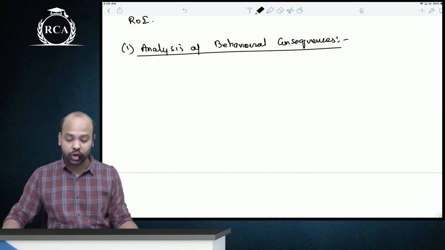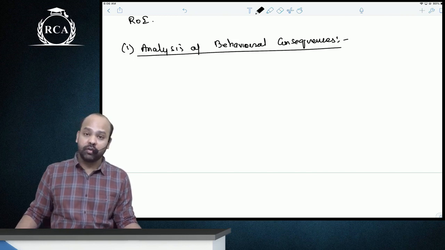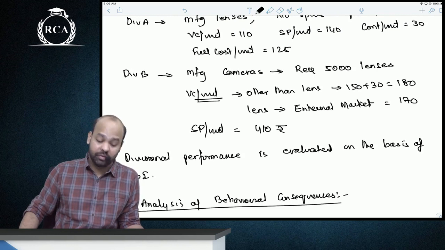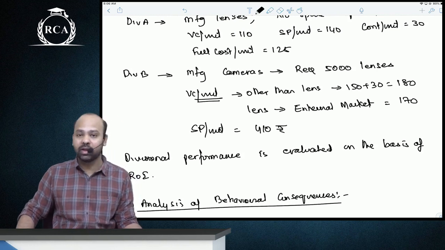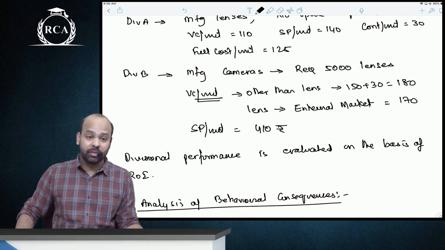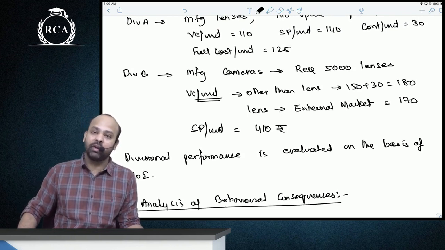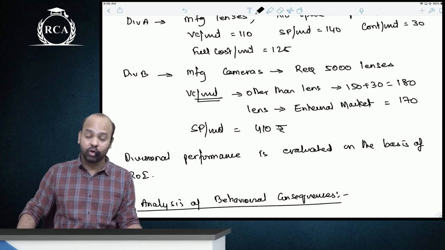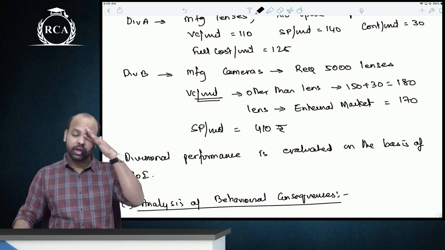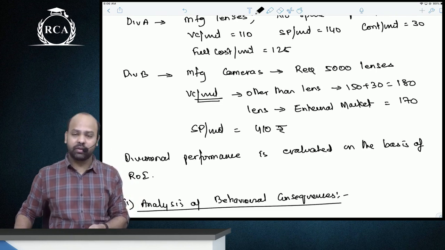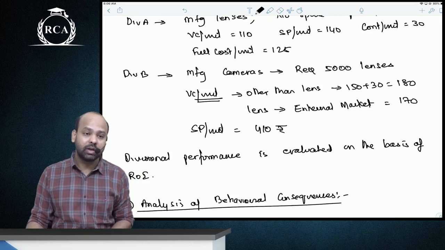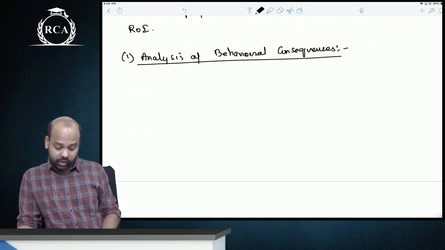Division B will be very happy. If he's procuring from the external market, his overall variable cost would be 350, full cost is 400 rupees, making a profit of only 10 rupees, contribution of 60 rupees. But if he's able to get internal procurement at 120 rupees, his overall contribution will increase to 110 rupees, and his profit will increase to 60 rupees. 10 plus 50, 60. So he will obviously be very happy about getting it at 120 rupees.